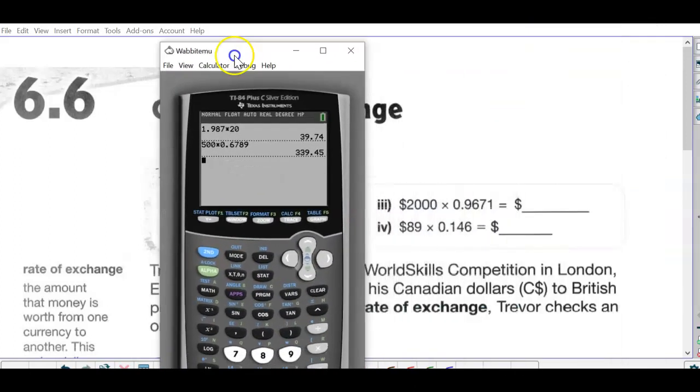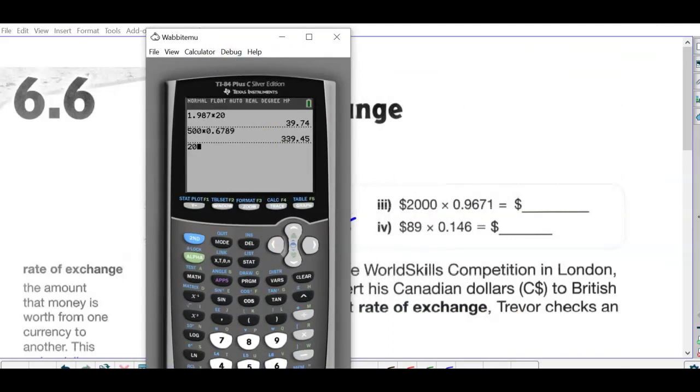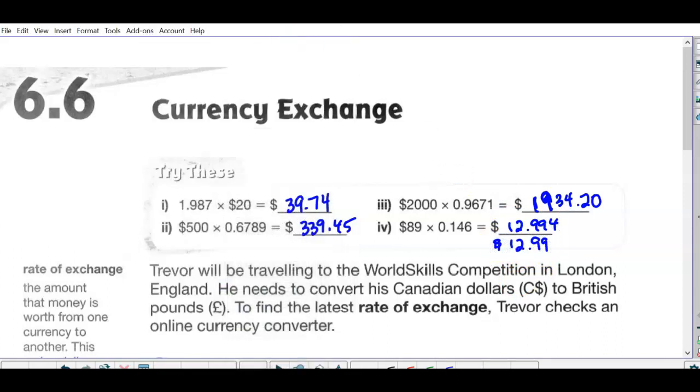Okay. And 2,000 times 0.9671. Oops. 1934.2. Because it's in dollars, we'll put 0 after for the cents. And 12.994, which to the nearest cent is $12.99. Okay, so let's get to some actual calculations.